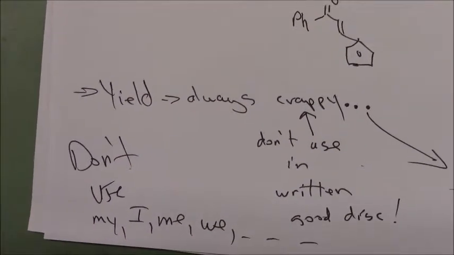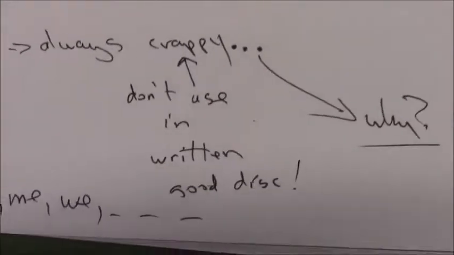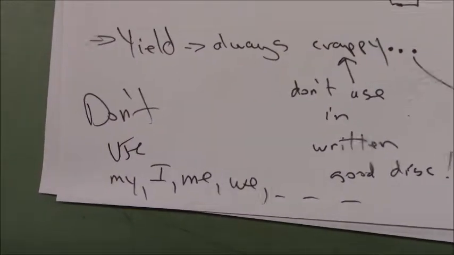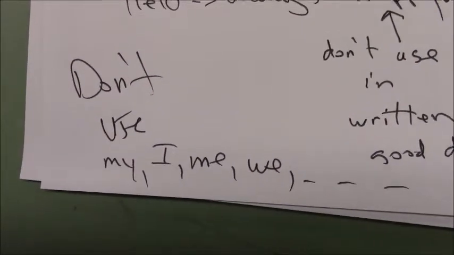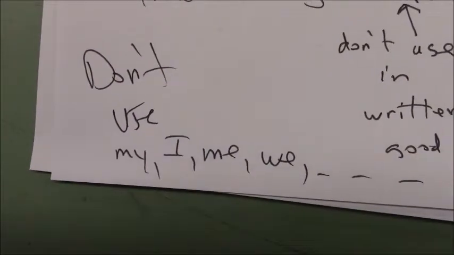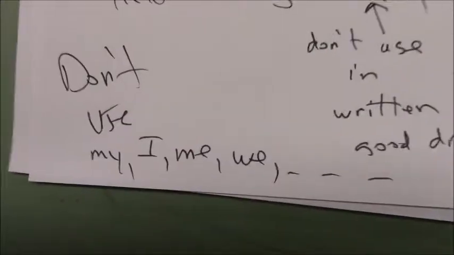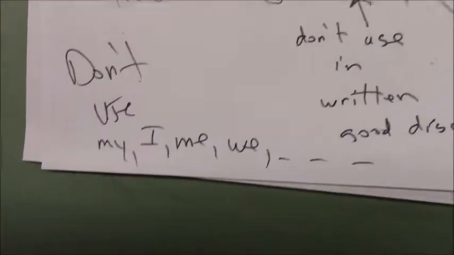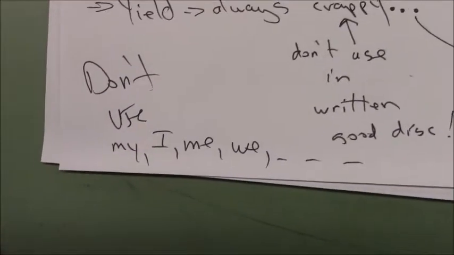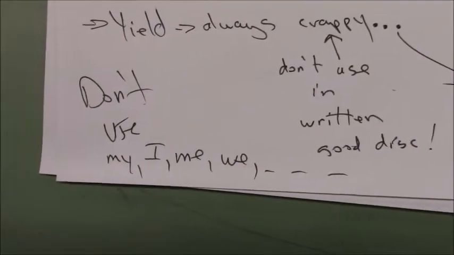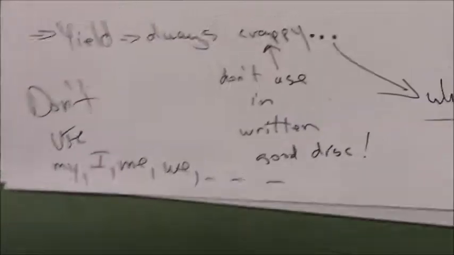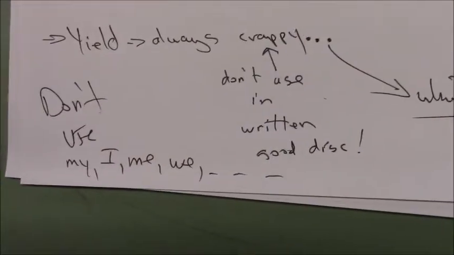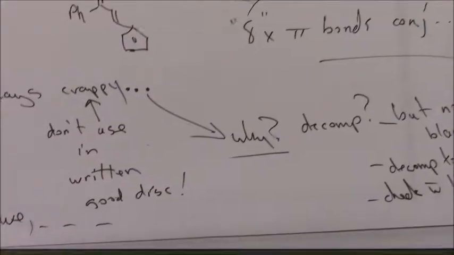Yield. The yield for this is always crappy, but yeah, don't use the word crappy in your written discussion. And on the same note, don't use personal first person nouns or whatever you want to call them: my, I, me, we. You can't say that. You don't say our or my reaction did this. You say the reaction developed heat, or the reaction got hot. You don't say my reaction.